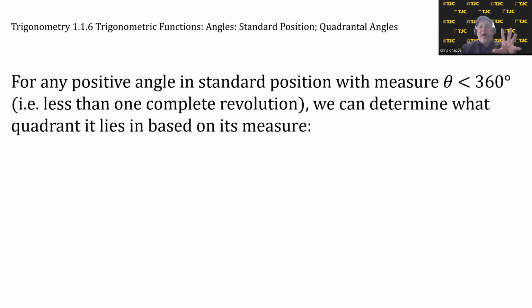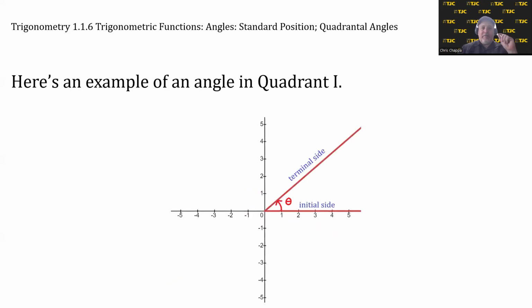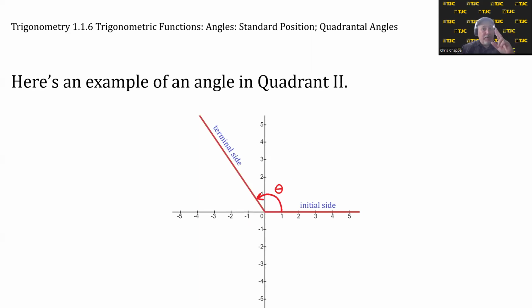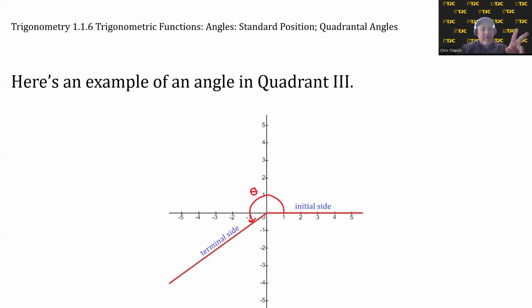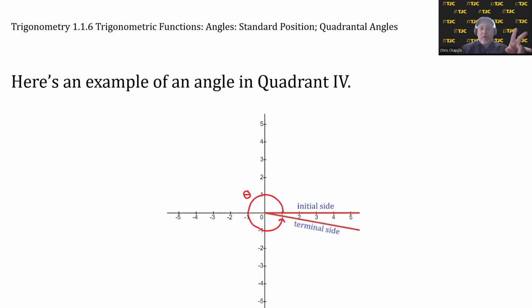Now, for any positive angle in standard position with a measure of theta less than 360 degrees, so less than 1 complete revolution, we can determine what quadrant the angle, or more specifically its terminal side, lies in based on its measure. Specifically, let's think about it. How far can you rotate and stay in quadrant 1? It's got to be more than 0, but less than what? What about quadrant 2? More than how many degrees, but less than how many? And 3 and also 4.